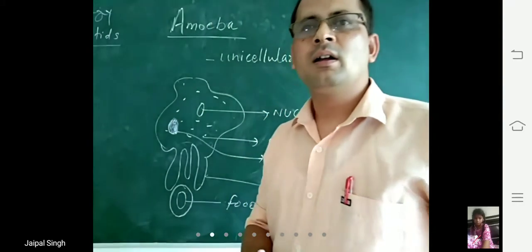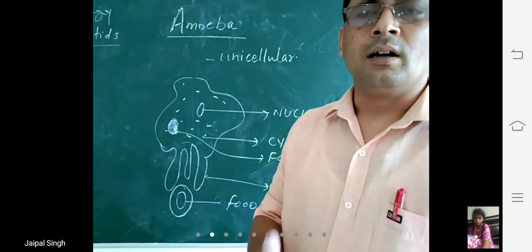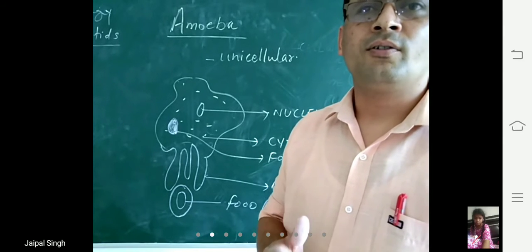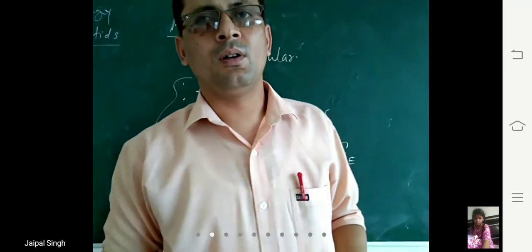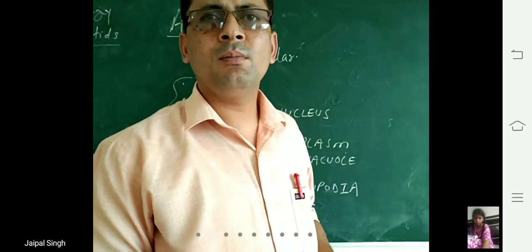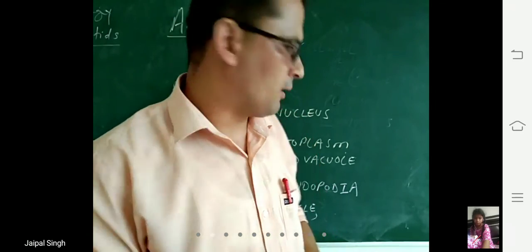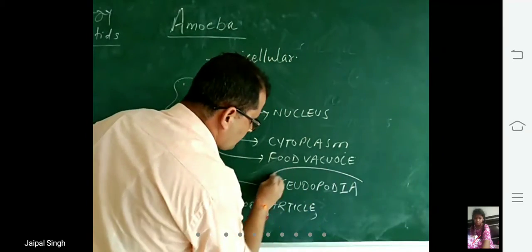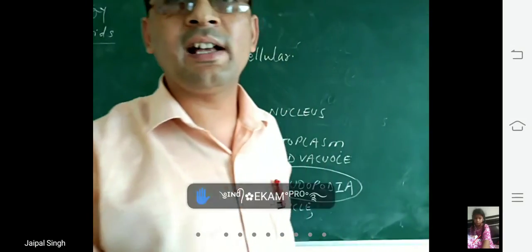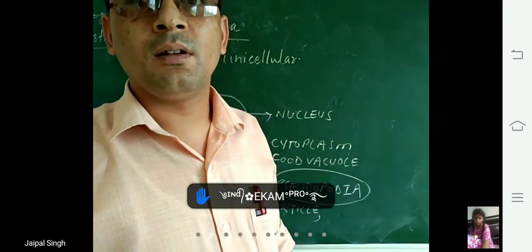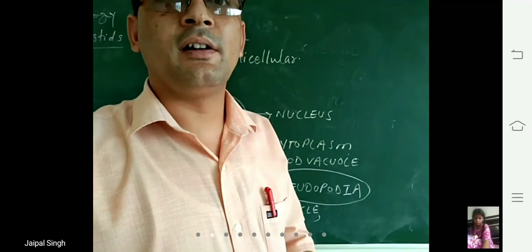What you have to remember, amoeba is a single celled organism. Amoeba does not have a fixed shape. Amoeba का कोई fixed shape नहीं है. Amoeba has some outgrowths on its body which are known as pseudopodia. Very important term, pseudopodia. Pseudopodia are also known as false feet. False feet means nakli पैर.